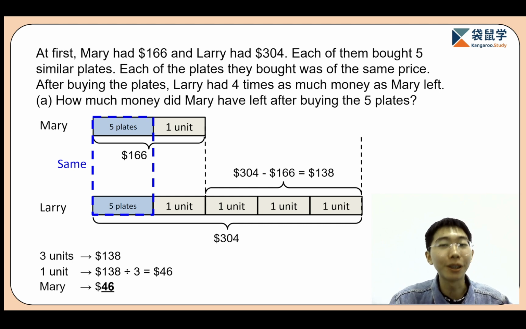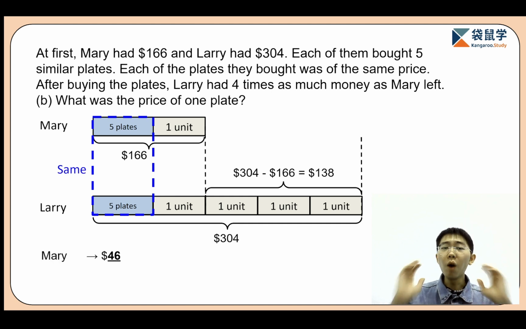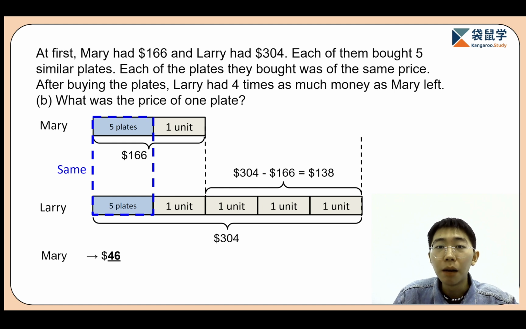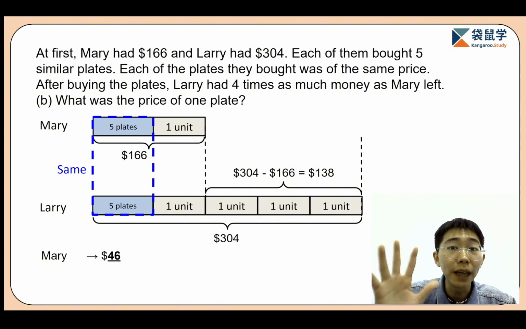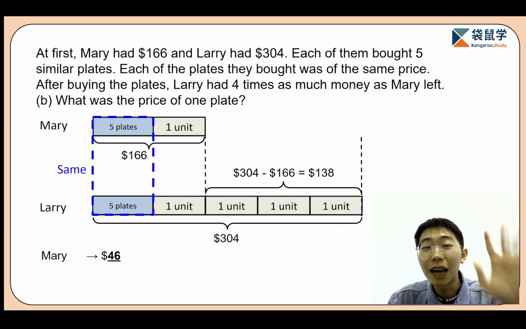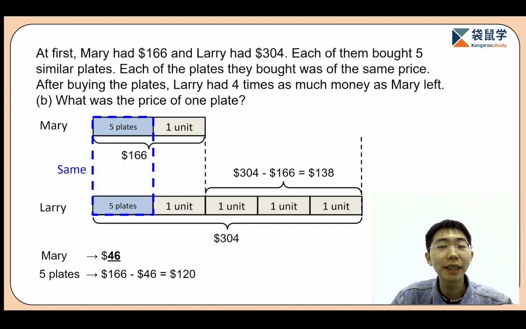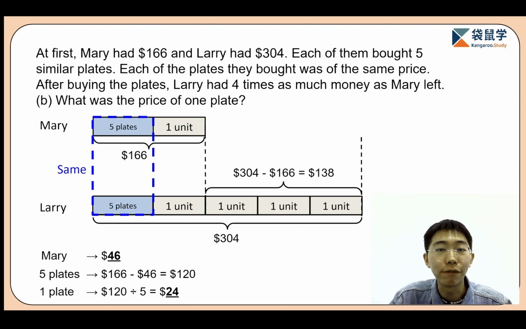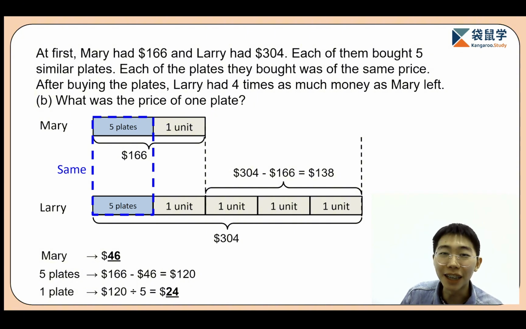Now let's move on to question B. What was the price of 1 plate? We know that at start, Mary had $166. And after buying the 5 plates, she had $46 left. So that means these 5 plates will cost 166 minus 46 equals $120. So 1 plate will cost 120 divided by 5, which is $24. And we found the answer.